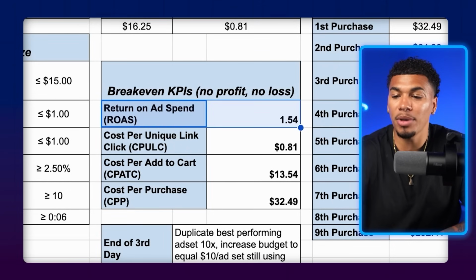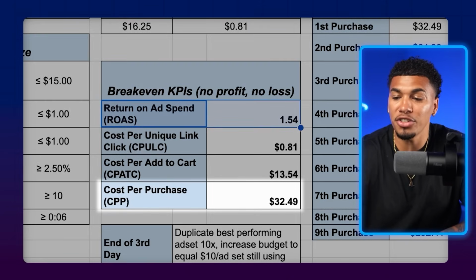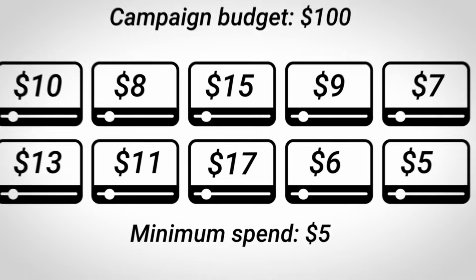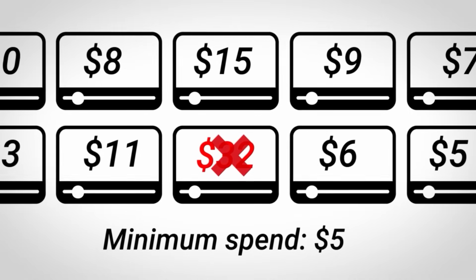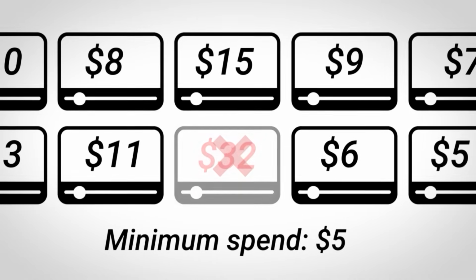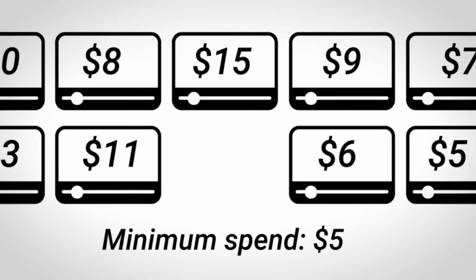As you can see, it's telling me my break-even cost per purchase is $32.49. That means with that cold audience campaign that we just set up, with each one of these ad sets, if I spend over $32 and I do not get a purchase, I am not profitable with the product, letting me know very clearly what my cutoff metric is.